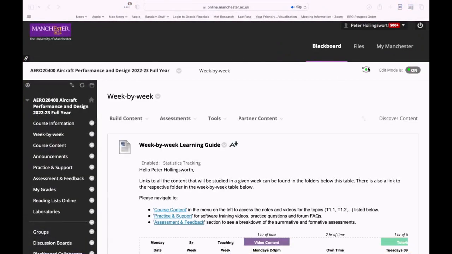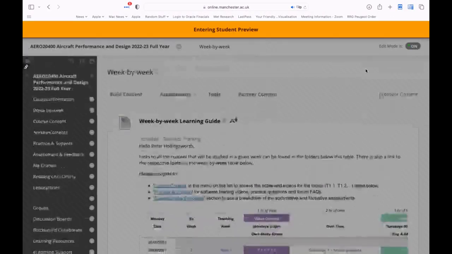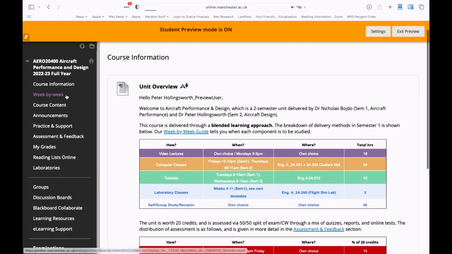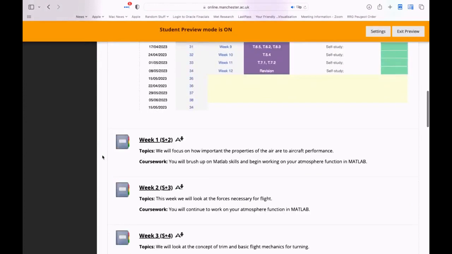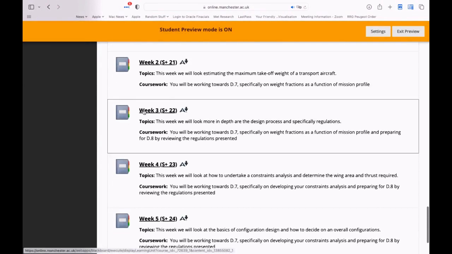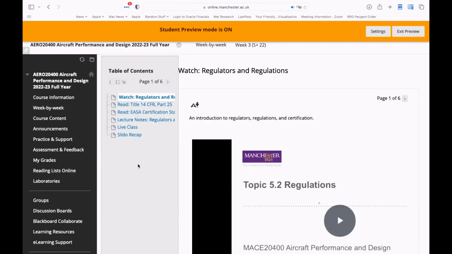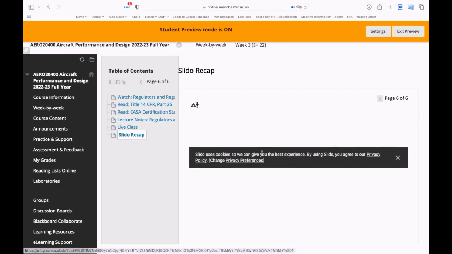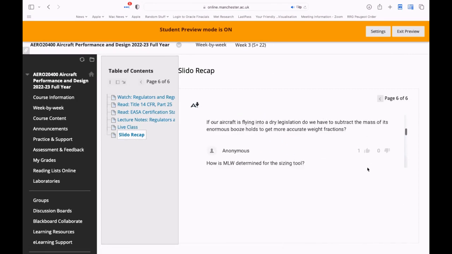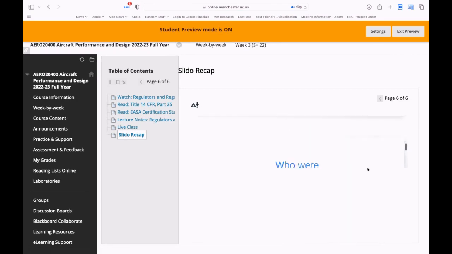Let's go to student preview. Okay, so this is supposedly what you can see. And we'll go to week by week, and scroll down and down. Let's choose week 3 just because I'm there. And we have this, and you have your Slido recap. And then we say it uses cookies. And there you go, all of the Slido stuff.